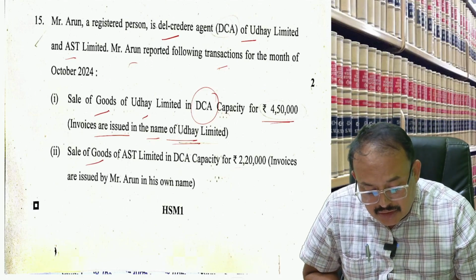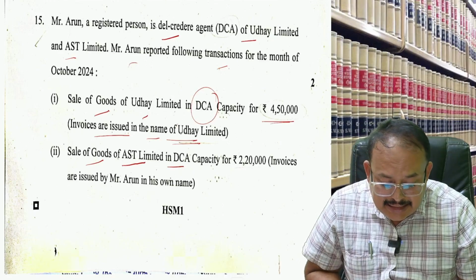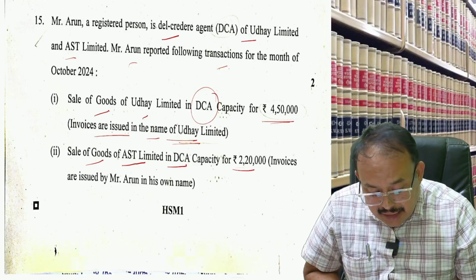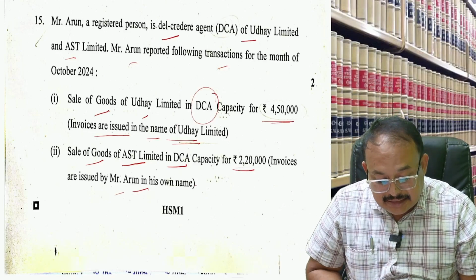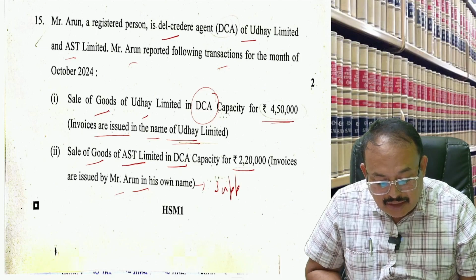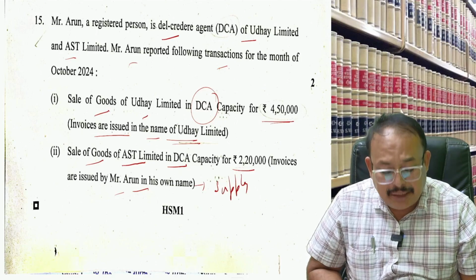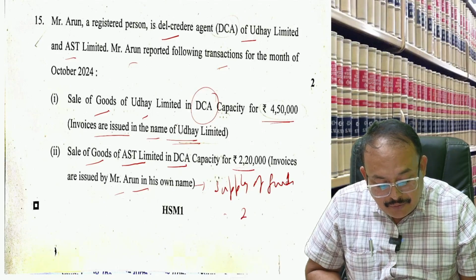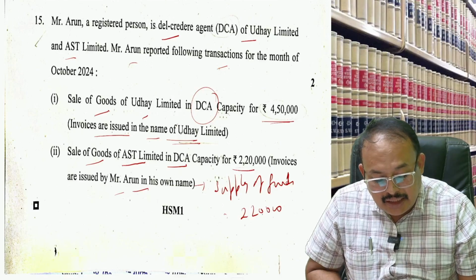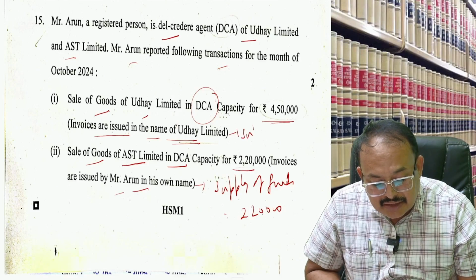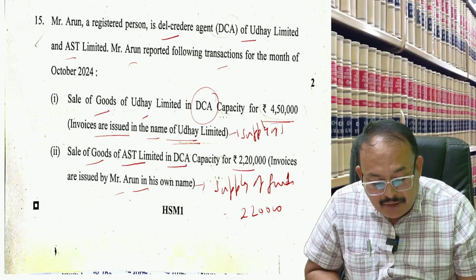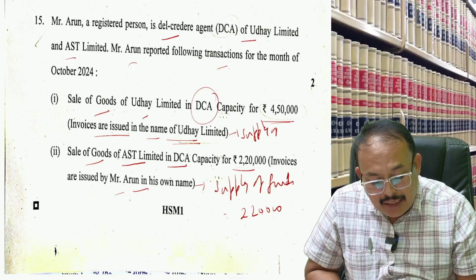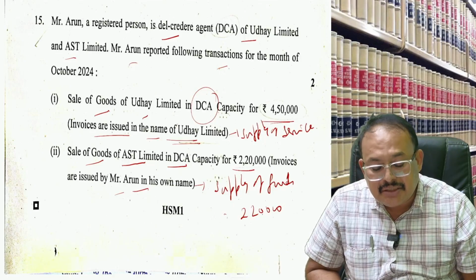Sale of the goods of AST Limited in DCA capacity for 2,20,000. Invoices are issued by Arjun in his own capacity. Then it is covered under the supply of goods, covered under Schedule 1, point number 3, supply of goods. In that case, for 2,20,000 here is a supply of goods only. That means to say that in the given case, the 4,50,000 on which GST is not liable to be paid by Arjun.